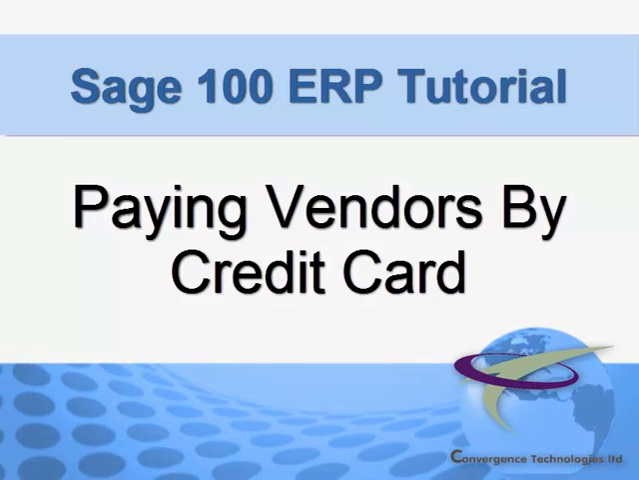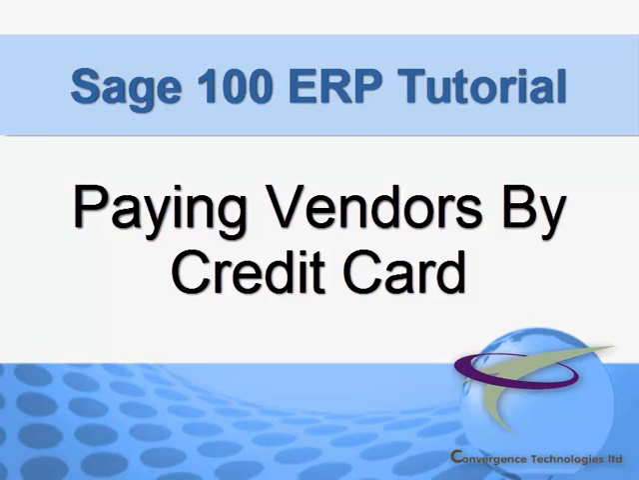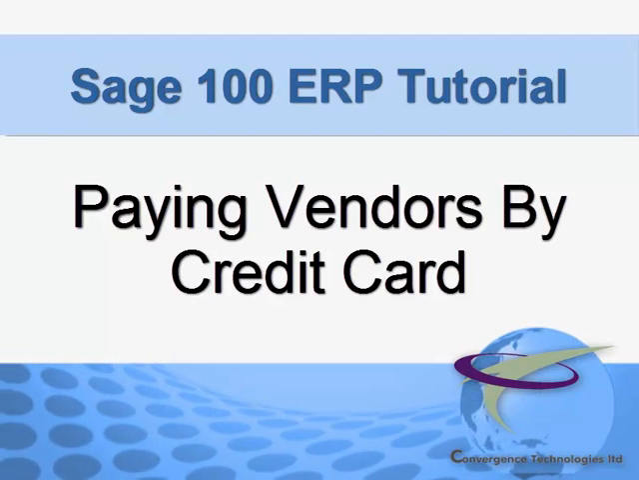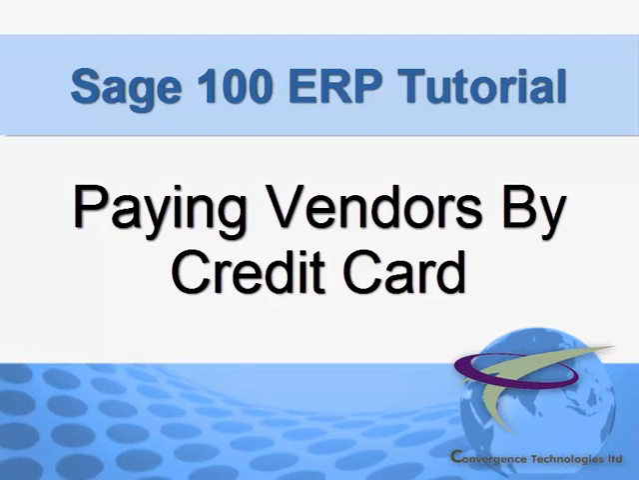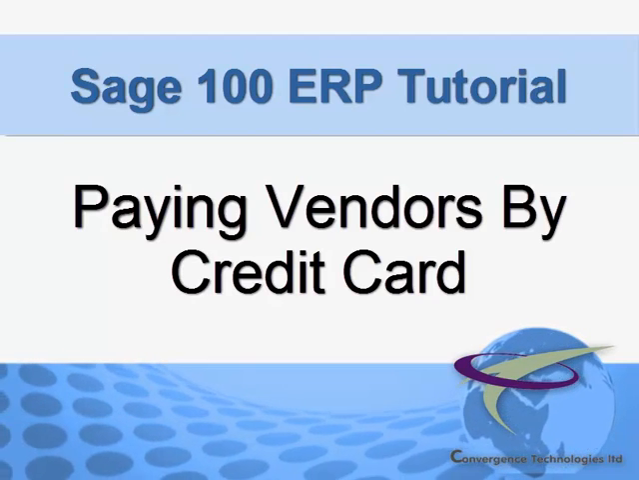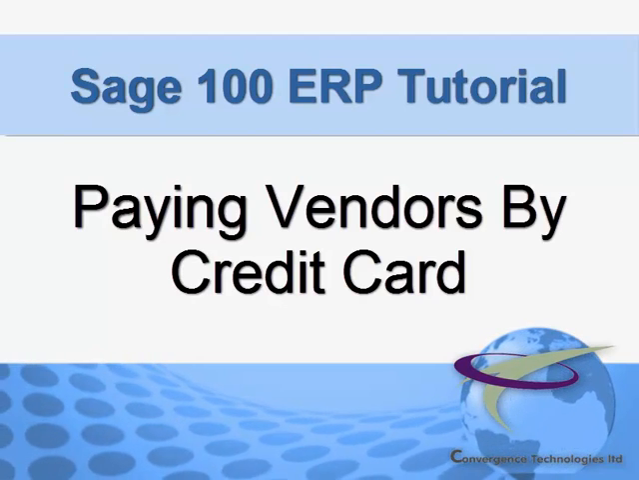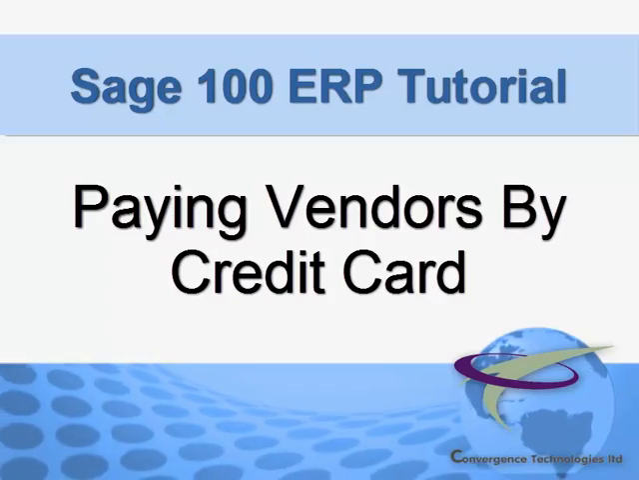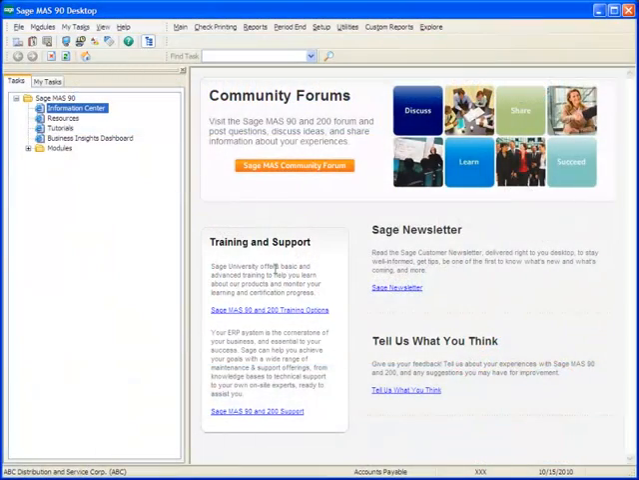In Sage Mass 90 and Mass 200, you can track your purchase history with vendors that you pay by credit card. To do this, you'll need to set up an accounts payable vendor as a credit card vendor. This allows invoices from other vendors to be transferred to the credit card vendor for payment. In this tutorial, we'll show you how it's done, so let's jump right in and get started.